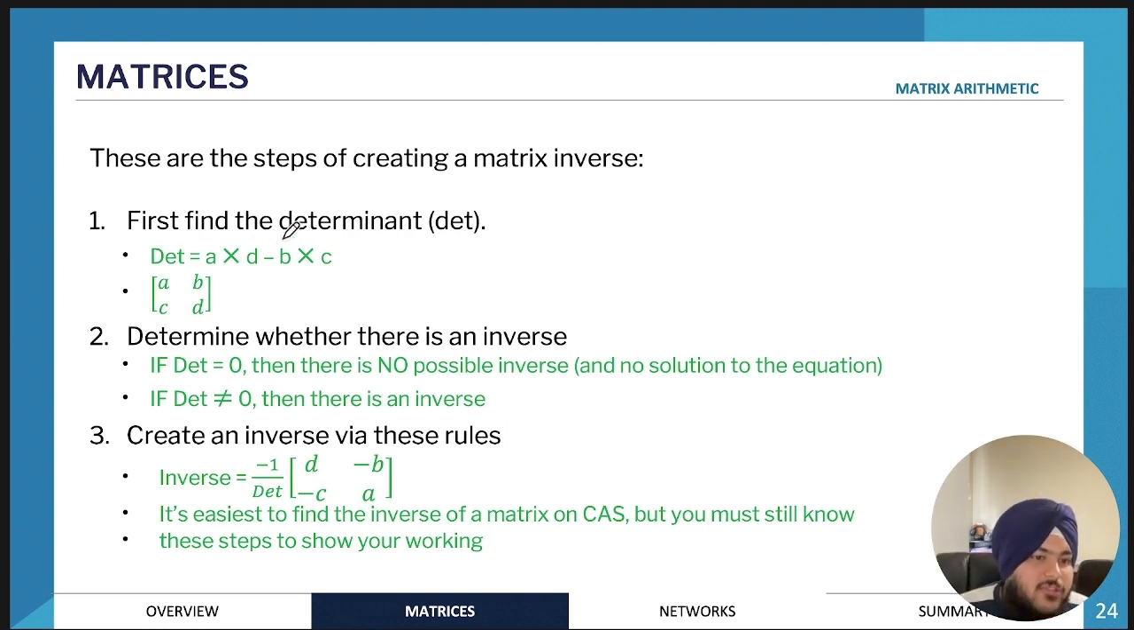So first step is finding the determinant of a matrix. The way that you would find the determinant of a matrix is by using this particular formula: A times D minus B times C.